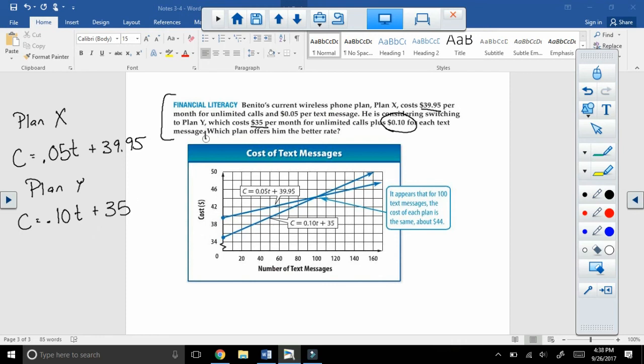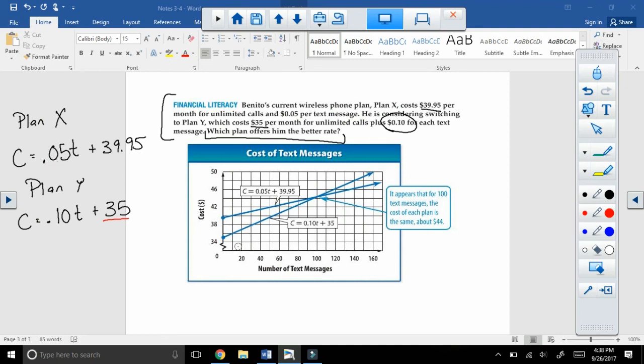So the question's asking here, which plan offers the better rate? And that's not a one answer fits all type question. Because if you weren't going to send any texts, Plan Y would be the better rate because that would only cost the $35 per month. But if you were going to send a lot of texts, like probably most of you guys, you would want Plan X because then it's less per text.